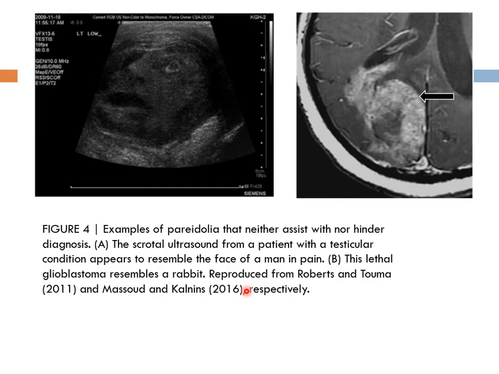For example, this is a patient with scrotal pain. When you do an ultrasound of the scrotum, you see what looks like the face of a man in pain, but actually there's no such thing. Someone's screaming. Besides, there's also this patient with glioblastoma, where you see a rabbit, but actually it's not a rabbit. It's a beautiful rabbit.